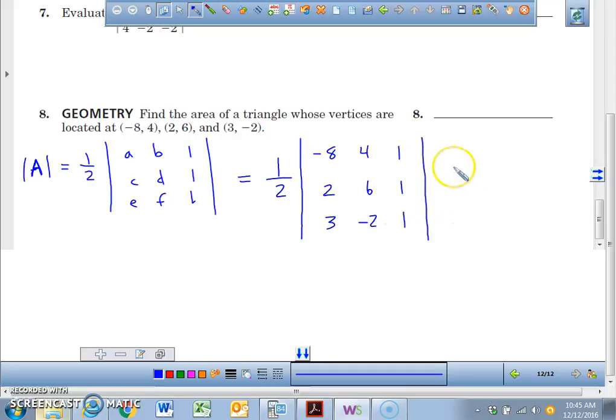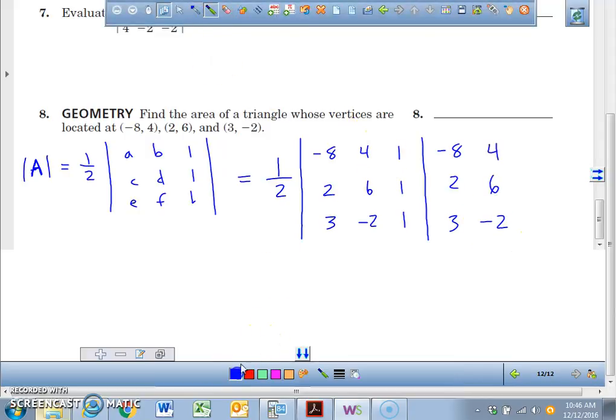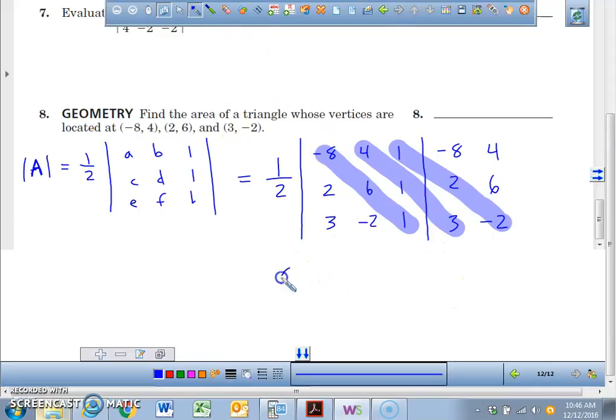When you do this, you got to take the first two columns and carefully place them in an organized way because you're going to be using diagonals to solve this. There's my first diagonal. There's my second. There's my third. We have to take the product of the first diagonal plus the product of the second plus the product of the third.